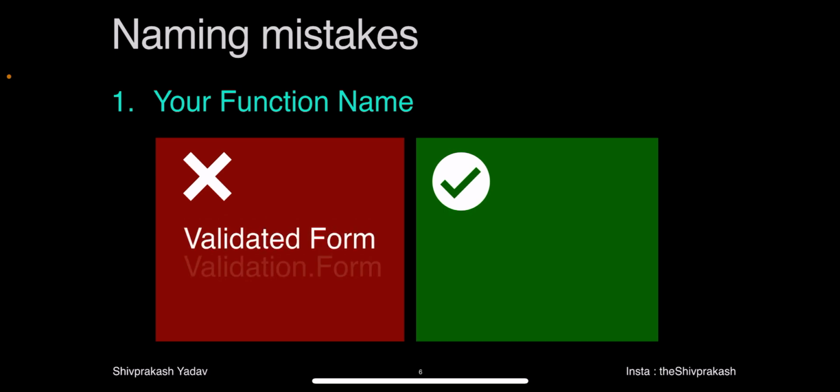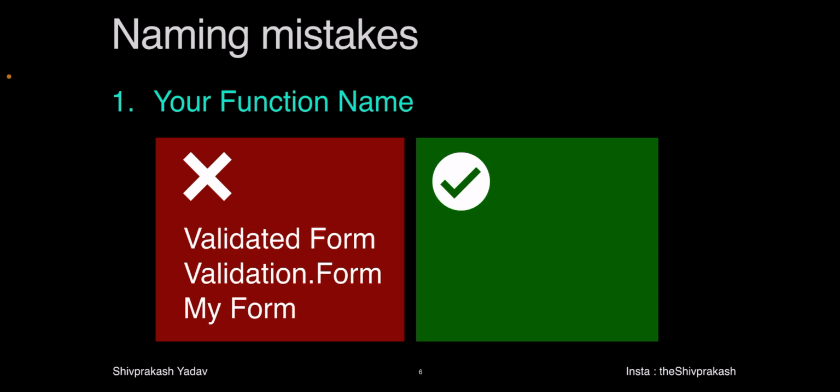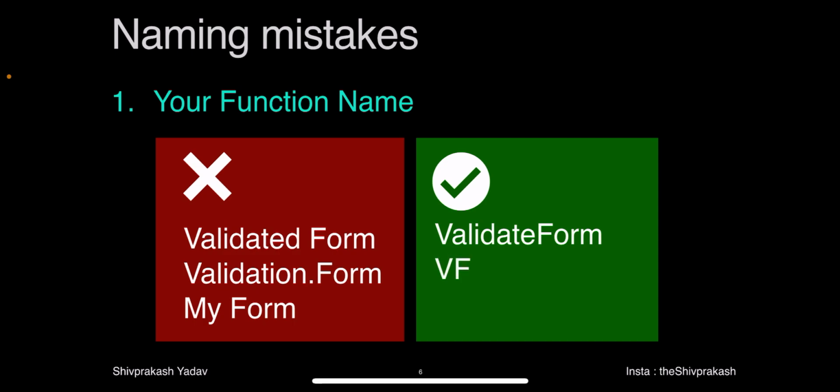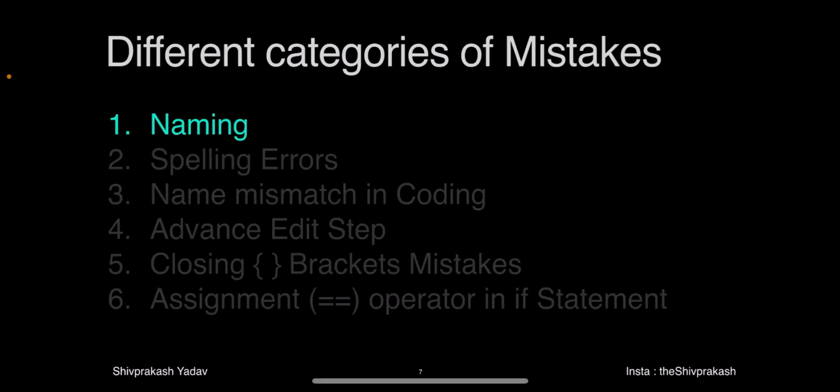Then we also consider the function name. Okay, these are all the wrong ways how students are naming the form. Instead we should use the proper format, that is validate form, then shortcut VF, or we can write our name in the form. So you can see here, okay, while you will be viewing this video on YouTube, you can see all these different examples and you can pause them and see them properly and follow them. So that is the first category, naming.